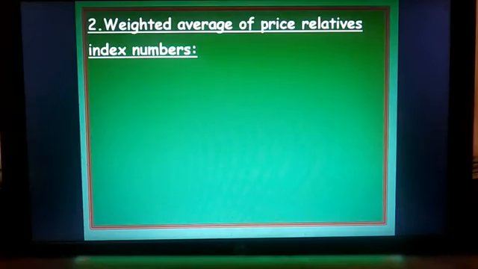It is weighted average of price relatives index number. Look at the cursor. Since it is weighted, W will be present. And then average, it is this average, either arithmetic mean or geometric mean we will be specifying. Of price relatives, what is price relative? P1 by P0 multiplied by 100 is price relative. You know already all these. So how weighted average of price relatives index numbers will be, we shall concentrate.